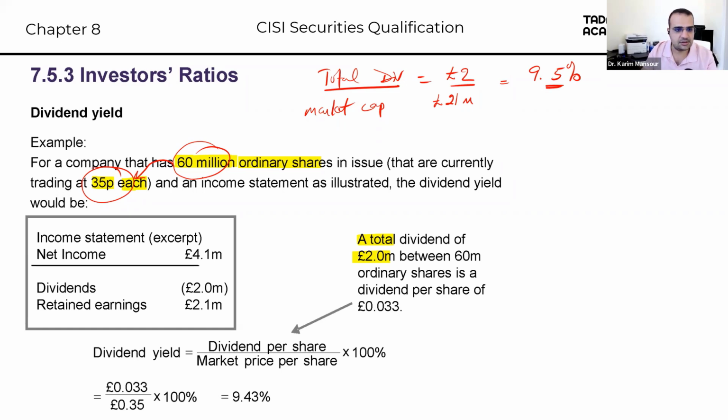Right, let's just do this calculation one last time. So 60 times 0.35, yes, 21. So same answer, just rounding. But CISI here looked at the dividend per share and divided it by the price per share. Just another way to solve for the same answer.